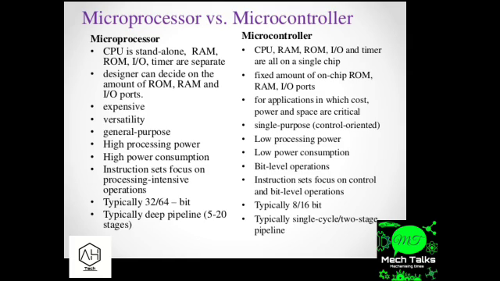So the other main advantage of the microprocessor is that the designer can decide how much RAM or ROM or IO ports are required for the microprocessor. But in case of the microcontroller, it's really difficult because the IO ports, the RAM, ROM are already predefined and are already fixed with the microcontroller itself. So they are inbuilt.